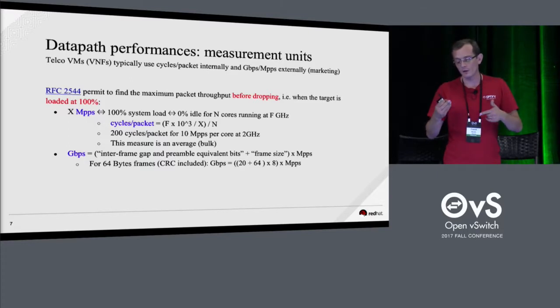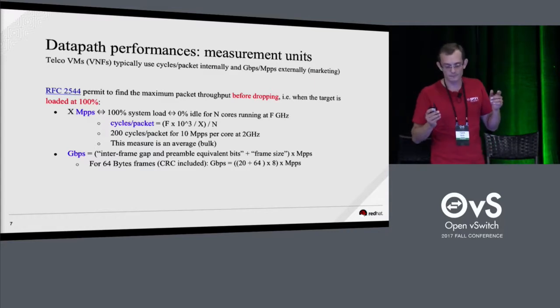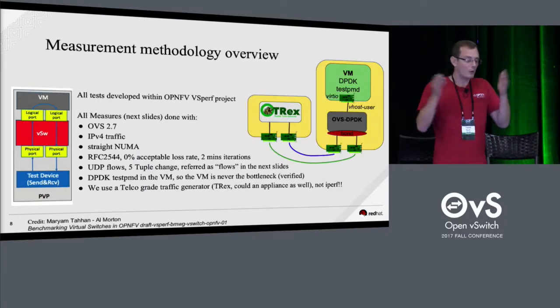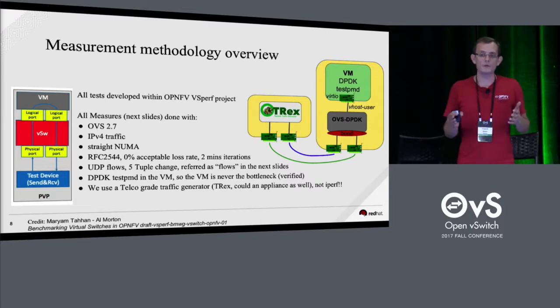And from this number of cycles per packet, you can derive the millions of packets and the gigabits, and you have the formula here. All to say that all of these numbers have to be collected by an automated test framework. So we use vSperf at Red Hat. And we already presented this slide this morning, so I'll be brief.